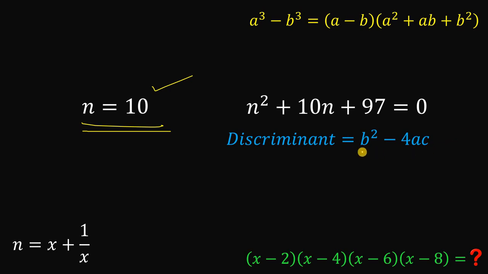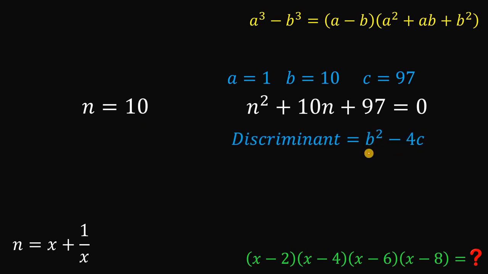And the discriminant is given by this equation, b squared minus 4ac. Now, this a represents the coefficient of n squared, which is 1. This b represents the coefficient of n, which is negative 10. And this c is the constant term, which is 97. Now, let's replace all of these values. Let's replace this a with 1, this b with 10, and this c with 97.